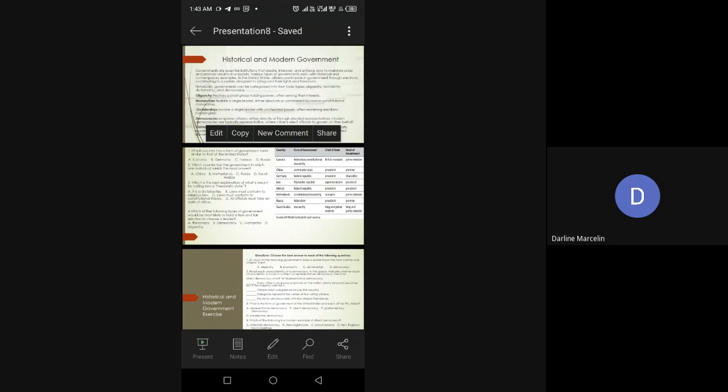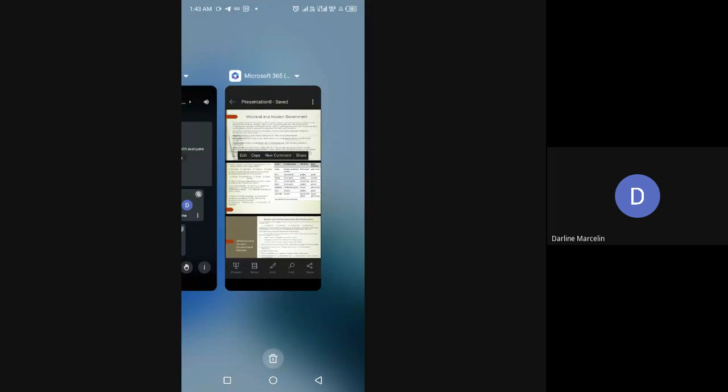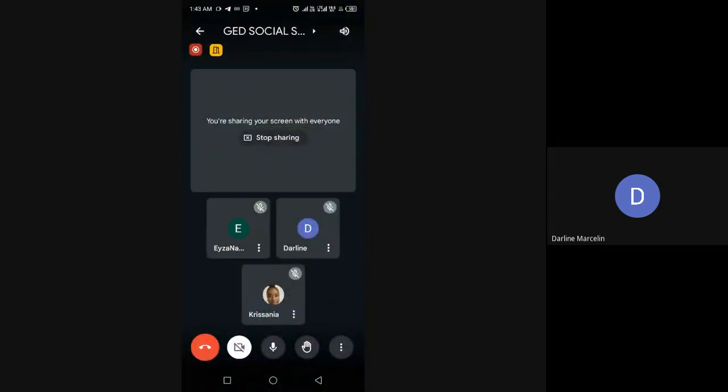Okay, so I'm going to take the first question, and then I'd like any of us to answer. Which country has a form of government most similar to that of the United States? Canada, Germany, Mexico, and Russia. So what's your answer?